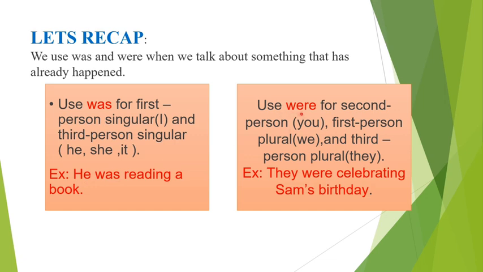And how do we use were? We use were for second person you, first person plural we, and third person plural they. And what is the example for this? They were celebrating Sam's birthday. So we use was with a singular noun or pronoun, and we use were with a plural noun or pronoun.